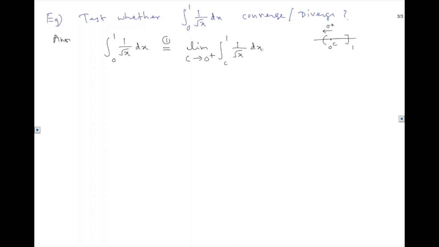Now you can see that. So why do we do that? You can see there is a discontinuity.